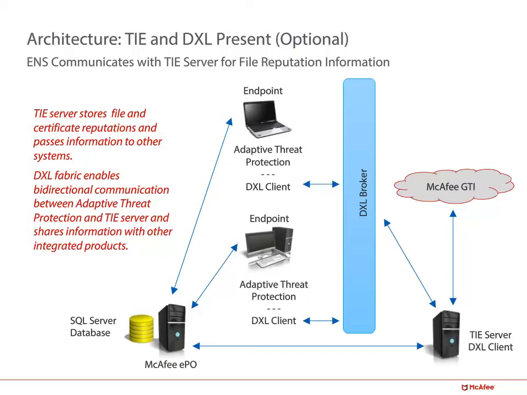The DXL fabric enables bidirectional communication between the adaptive threat protection module on the managed system and the TIE server. It also shares information with the other McAfee products that access the data exchange layer, such as the McAfee Enterprise Security Manager and the McAfee Network Security Platform. This also makes sure that all it takes is for one machine to upload that particular information to your TIE server, and then you have the determination, and all of your endpoint systems are aware of that particular file and can block it immediately.